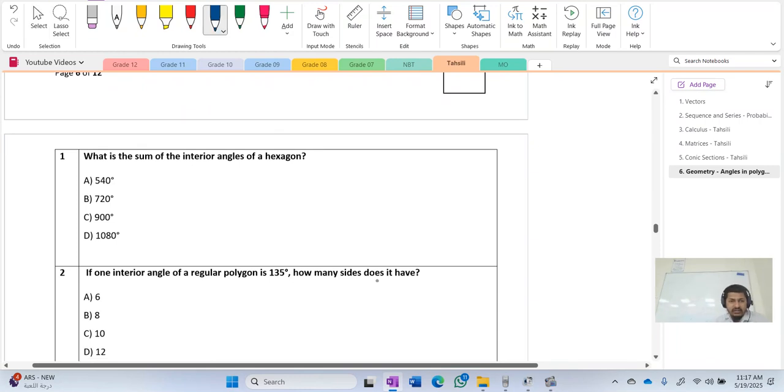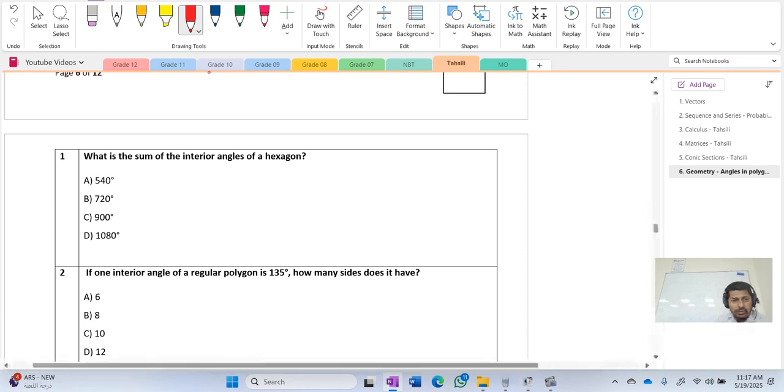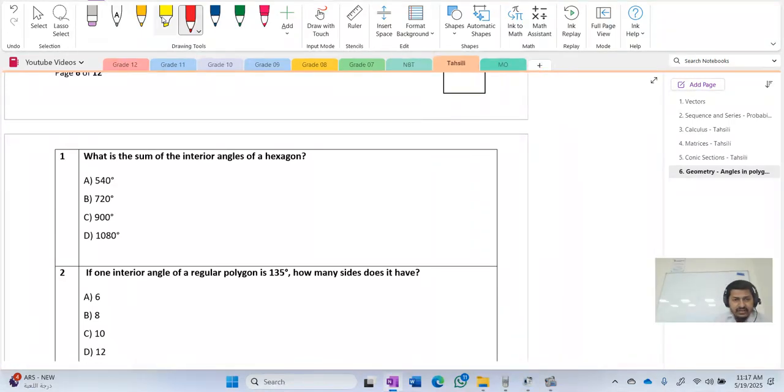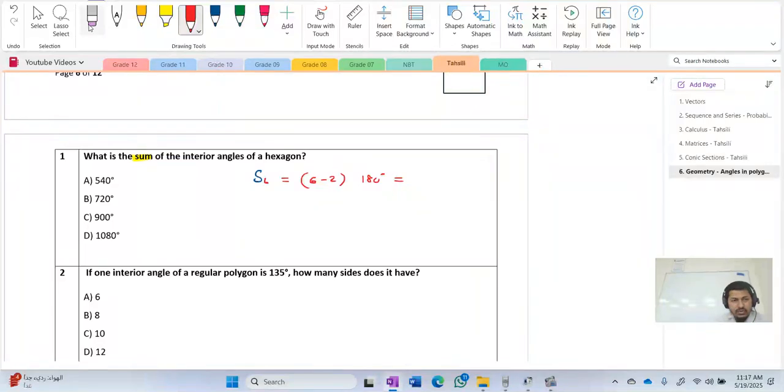Alright, so we say S6 is 6 minus 2 times 180. In other words, 4 times 180 degrees. That is 36 times 2, 720 degrees. So it is 720. Remember, we've done it before as well. The interior angles of a hexagon sum to 720. Perfect.